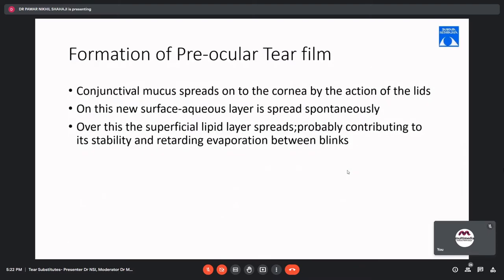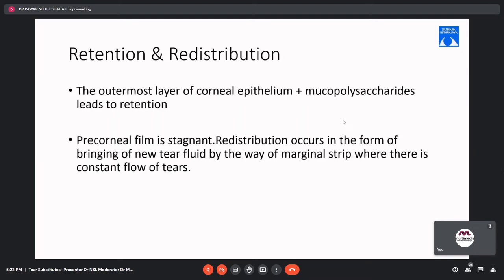Formation of the preocular tear film. The conjunctival mucus spreads on the cornea by the action of the lids, and on this new surface, the aqueous layer is spread spontaneously. Over this, the superficial lipid layer spreads, probably contributing to its stability and retarding evaporation between the blinks. The outermost layer of the corneal epithelium plus mucopolysaccharides leads to the retention of the tear film. The precorneal film is stagnant. Redistribution occurs by bringing in new tear film by way of the marginal tear strip around the margins of the eyelids, where there is a constant flow of the tears.